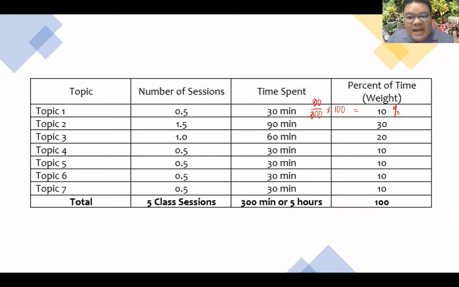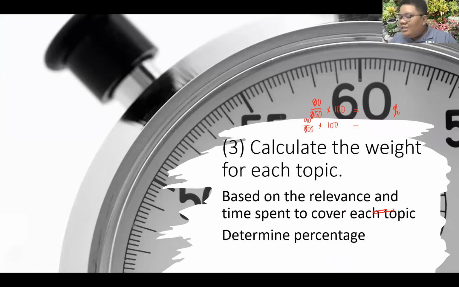Okay? Now, bakit nagko-compute ka ng percent? That would mean that later on, 10% of your examinations would be coming from topic 1. Okay? Now, let's try computing for topic 2. 90 over 300 times 100. That would be equivalent to your 30%. Okay? So class, titingnan ninyo, tinotal na ang lahat. That would total to 100% already. That is what we meant by the step that you need to calculate the weight of each topic.